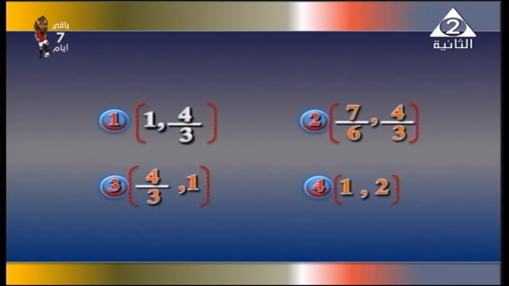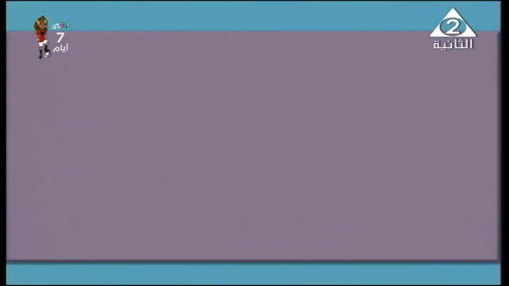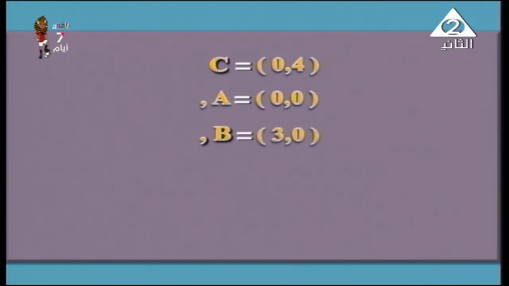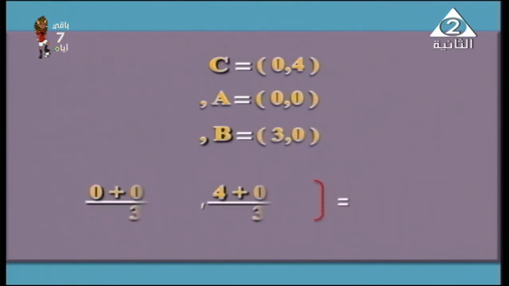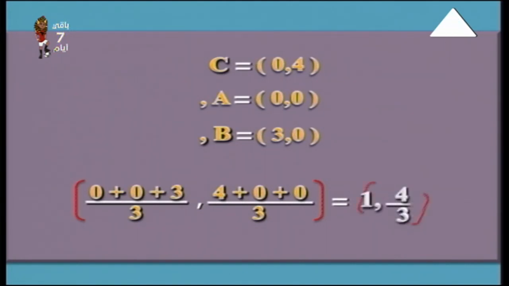Why? Because we have the origin point O (0, 0), point A, point C (0, 4), and point B (3, 0). Then by using the centroid: (0 plus 0 plus 3) over 3, (4 plus 0 plus 0) over 3, the answer is (1, 4 over 3). 3 over 3 equals 1, and 4 over 3 equals 1 and a third, or 4 over 3.